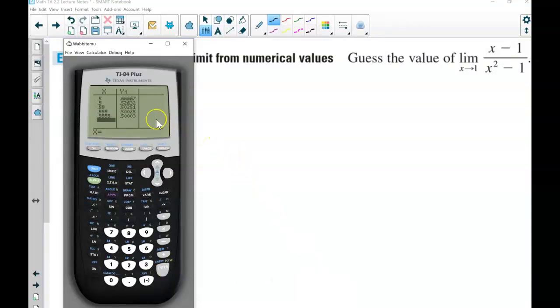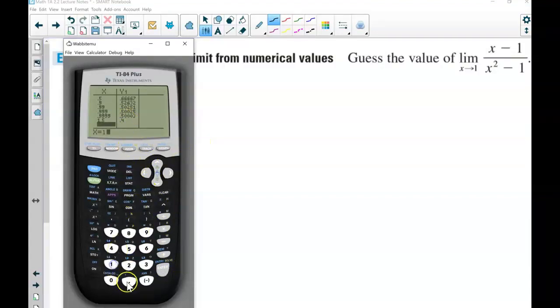Okay, so you can see here that as we start at 0.5 and get closer and closer to 1, the output is getting closer and closer to 0.5. Now these are all values that are less than 1. Let's see what happens when it's greater than 1. So let's start at 1.5. If we start at 1.5, it gives us 0.4.